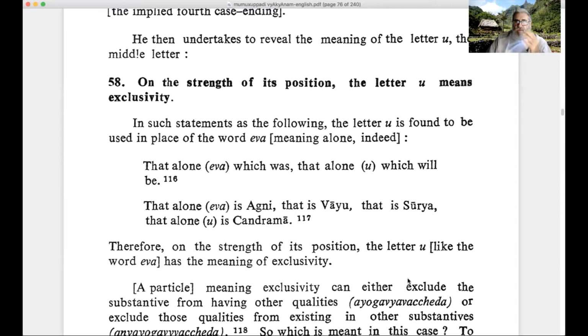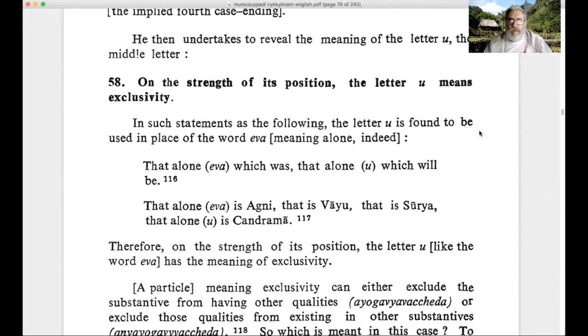So what we're trying to prove here, with quotations from the scriptures, especially from the Upanishads, is that the letter U has a meaning of exclusivity. Exclusivity, because the word U is considered here by the acharyas to mean alone, or indeed.